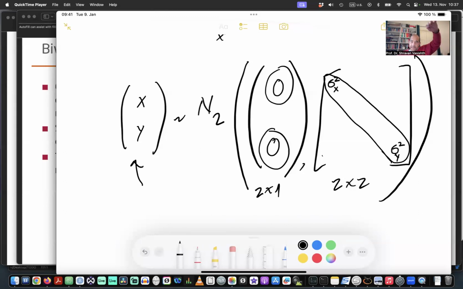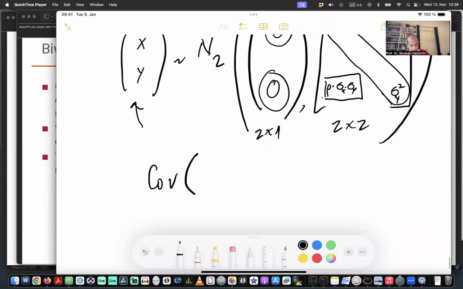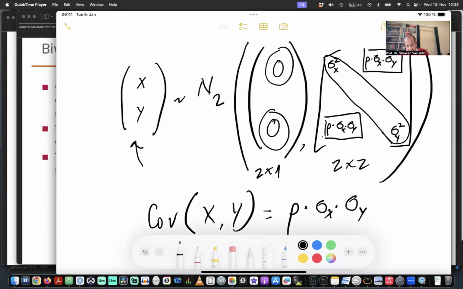So on the diagonals, we will write the variances of the respective random variables, and in the off diagonals, I'm going to write something called the covariance of the two random variables. The covariance of two random variables is defined as the correlation rho times the two standard deviations. So the covariance is defined to be the correlation times the two standard deviations. This 2 by 2 matrix is called a variance covariance matrix.